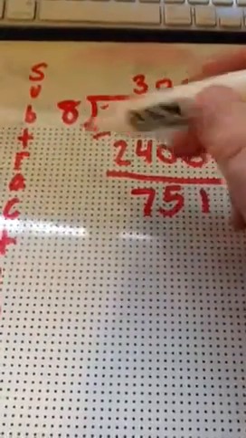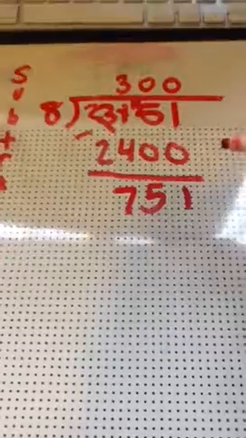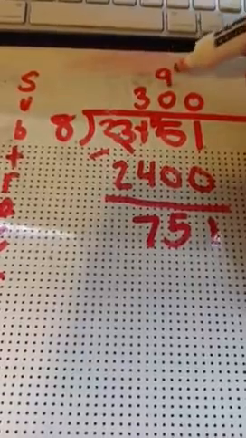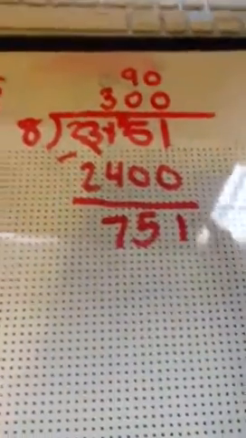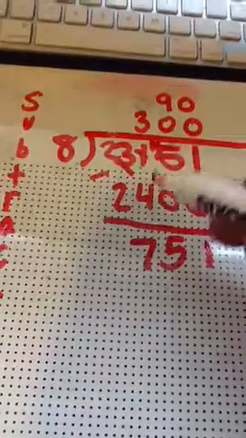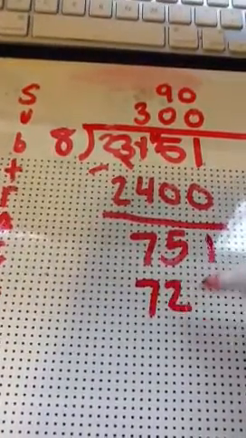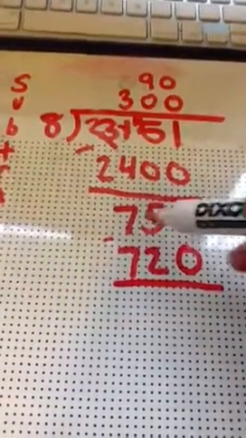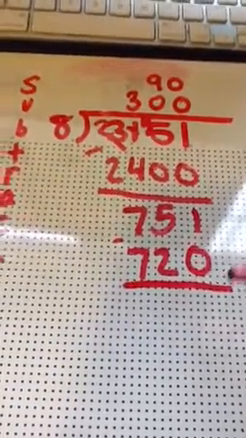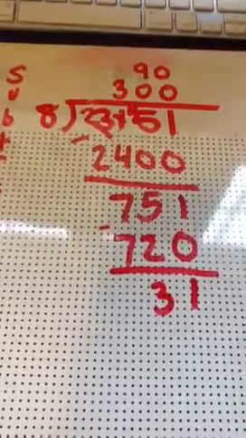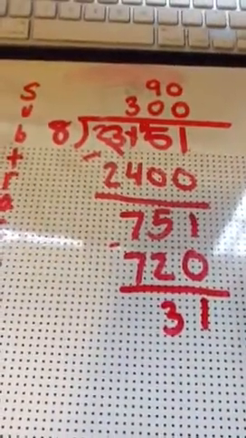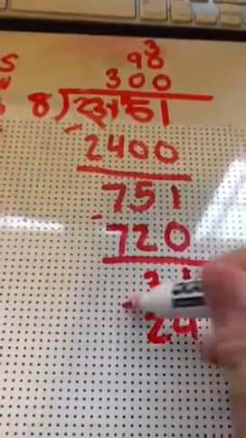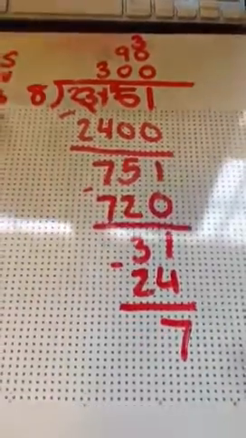Now, you're going to ask yourself again, how many times does 8 go into 75? Just like we had done before, and the answer is 9. Okay, only we're just going to put a 0 like that. And when we multiply 8 times 9, we get 72. We're going to add in that 0. Okay, and then again we're going to subtract. So 751 minus 720, we end up with 31. Okay, again, 8 goes into 31. We're going to say 3 times. Okay, and that's 24. And then we're going to subtract, and we have 7.